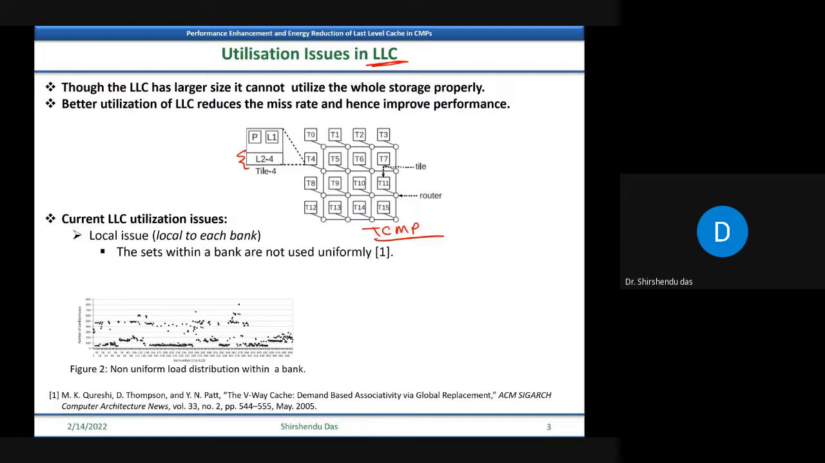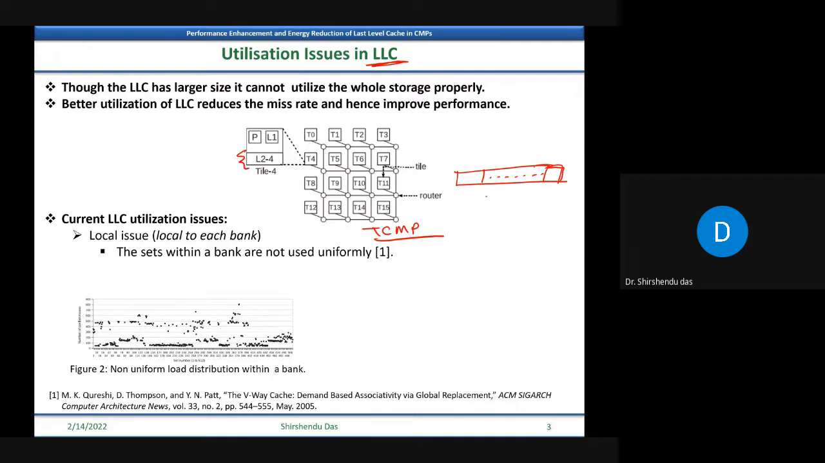Okay, so utilization issues means suppose you have 16 MB of LLC, but somehow you are not able to use all the 16 MB. Every time you are executing, maybe only 10 MB or only 12 MB is being used, and the other 4 MB you are not able to use. Why? Because of mapping issues. If you have a fully associative cache, then you can fully utilize the cache, right? There is only one set, so any block can be mapped to any position, so you can fully utilize it.